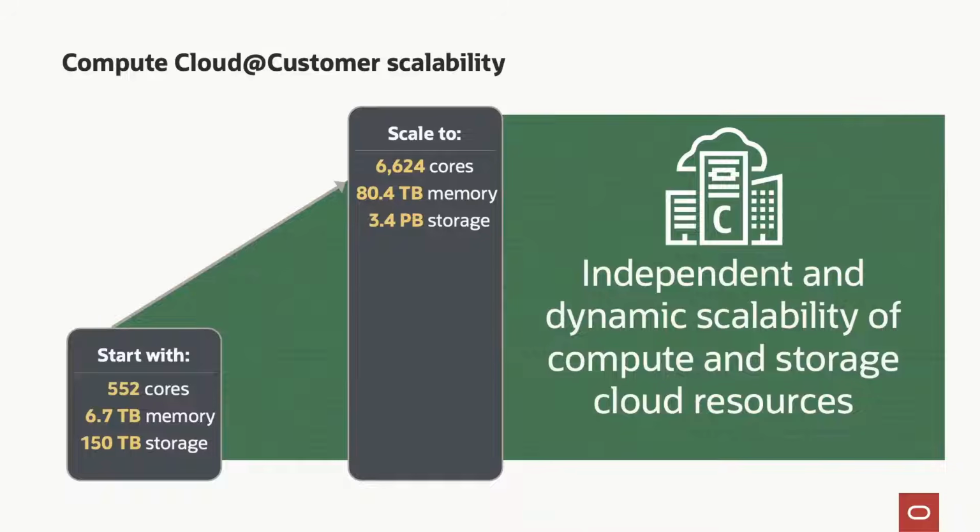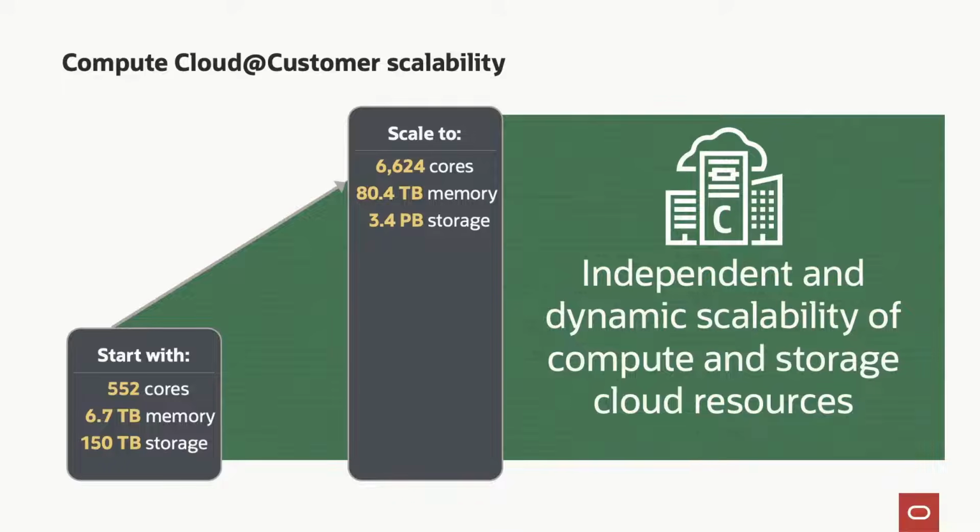Compute Cloud at Customer is scalable. You tell us what amount of infrastructure that you want to start with. You can start with something that's actually quite small. 552 cores, 6.7 terabytes of memory, 150 terabytes of storage. It scales all the way up to 6,600 cores, 80 terabytes of memory, 3.4 petabytes of storage. So it's actually quite powerful. I mean, you can actually run large applications on Compute Cloud at Customer.